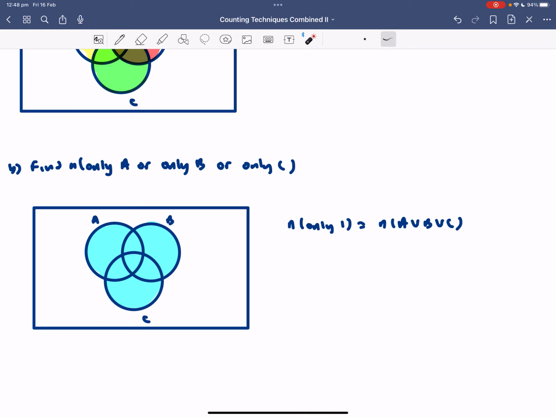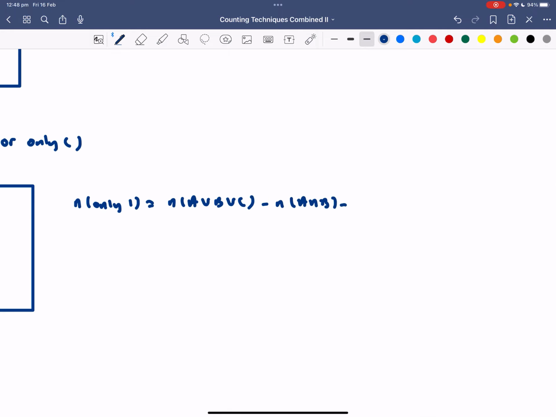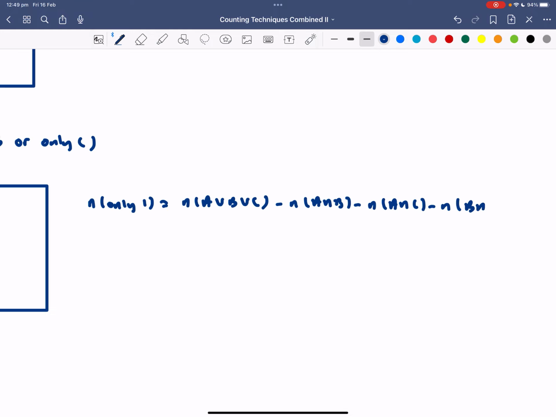So what you have to realize is you first take this away. Okay, take that away, and take this away. Minus away all of these. So if you minus away all of these, it will leave you with what? It will just leave you with those that did 1 only. So we have to minus away those that did A and B. We have to minus away those that did A and C. And we have to minus away the one that did B and C.